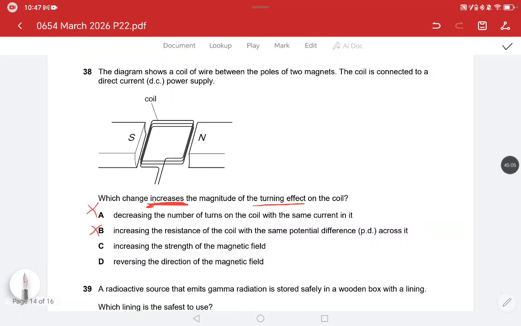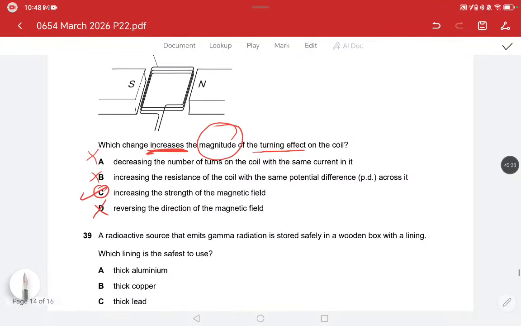Okay, so increasing the strength of the magnetic field. Yes, if I increase the strength of the magnetic field, it means increasing the turning force. So this one is the correct answer. Reversing the direction of the magnetic field will reverse the direction of the turning effect, but it will not change the magnitude. Okay, so the answer should be C.